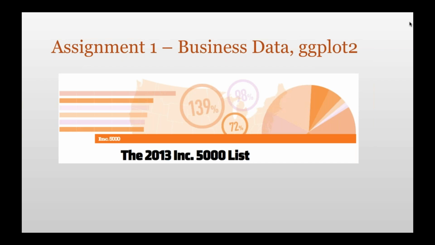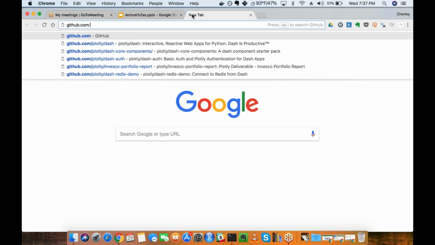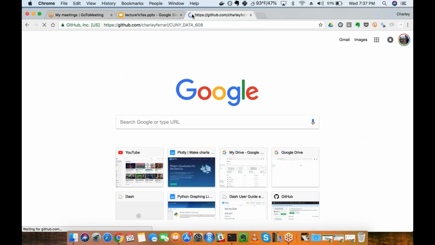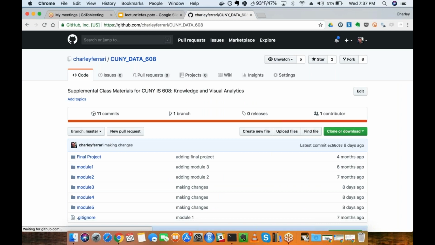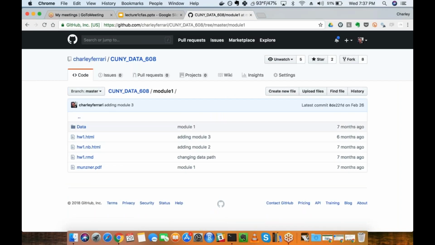For assignment 1, we'll be using a 2013 list of 5,000 top companies, and you'll see the questions in GitHub. Let me get out of this and get to the GitHub repo. It's just at my account, cuny_data_608. Module 1 is going to be the assignment. So you could see.